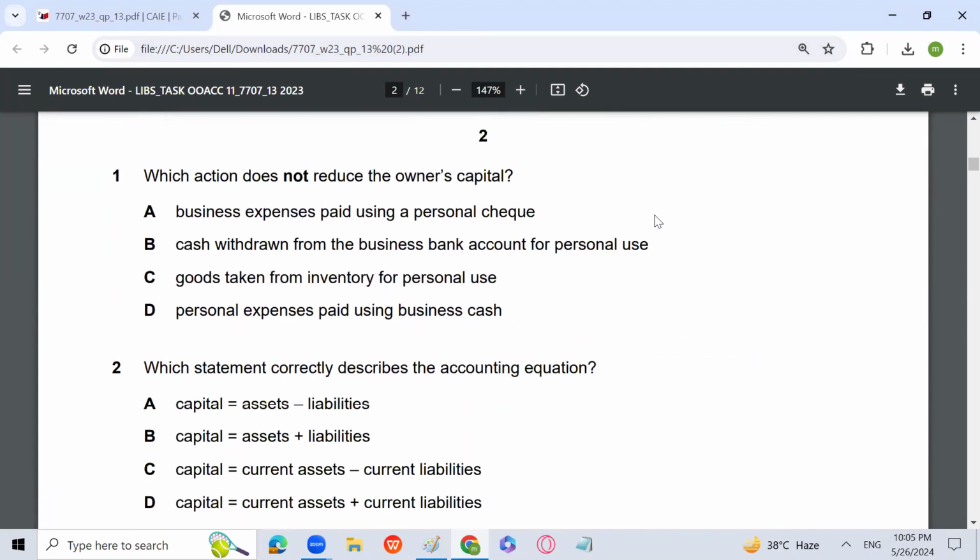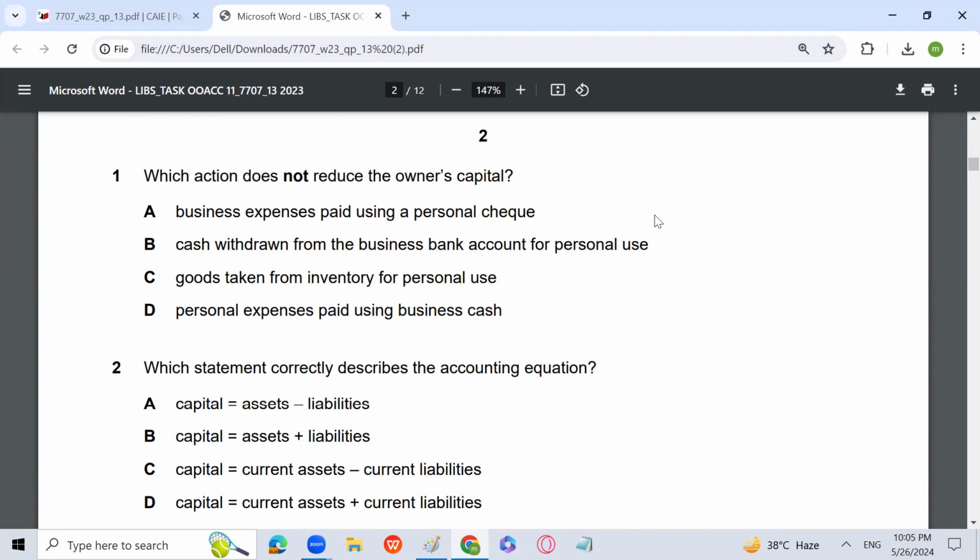Which action does not reduce the owner's capital? You can answer me in the message, that would be more appropriate, and when you are not able to understand, then we can discuss it. Which action does not reduce the owner's capital? Business expense paid using a personal check, cash withdrawn from the business bank account for personal use, goods taken from inventory for personal use, personal expenses paid using the business cash.